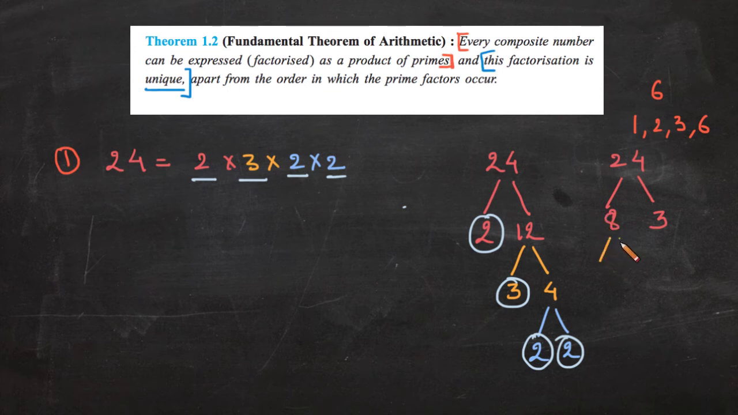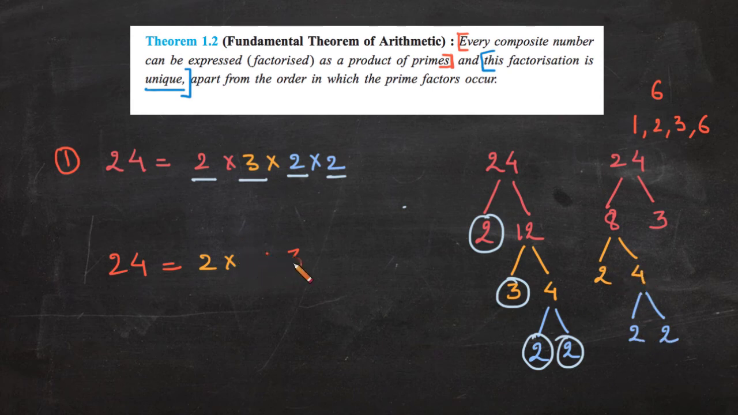So 8, we can write as 2 times 4. 2 is a prime number, but 4 is not prime, so we again continue. So 4, we can split as 2 times 2. Now we have only prime numbers available, so we can stop the prime factorization here. As per the second factor tree, we can write the prime factorization of 24 as 8 times 3, but this 8 we wrote as 2 times 4, and this 4 was replaced with 2 times 2.